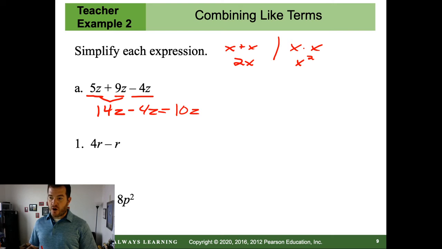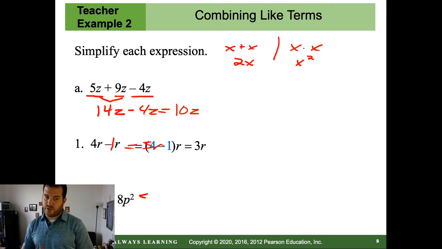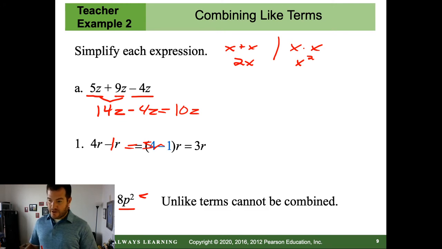Okay, 4r minus r. Remember, like I said in the last slide, there's technically a 1 here. So this is just going to give me a 3r. And then, number 2, I tricked you. So this is an 8p. This is an 8p squared. Those are unlike terms, so those cannot be combined. So those you literally are going to leave as 8p plus 8p squared.